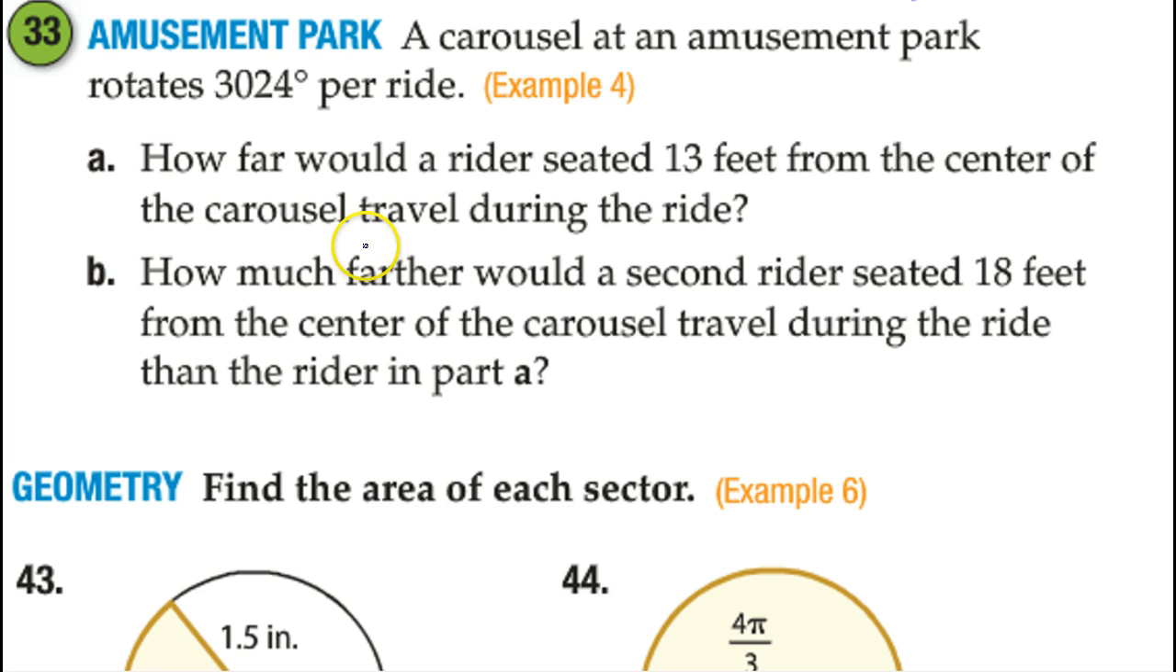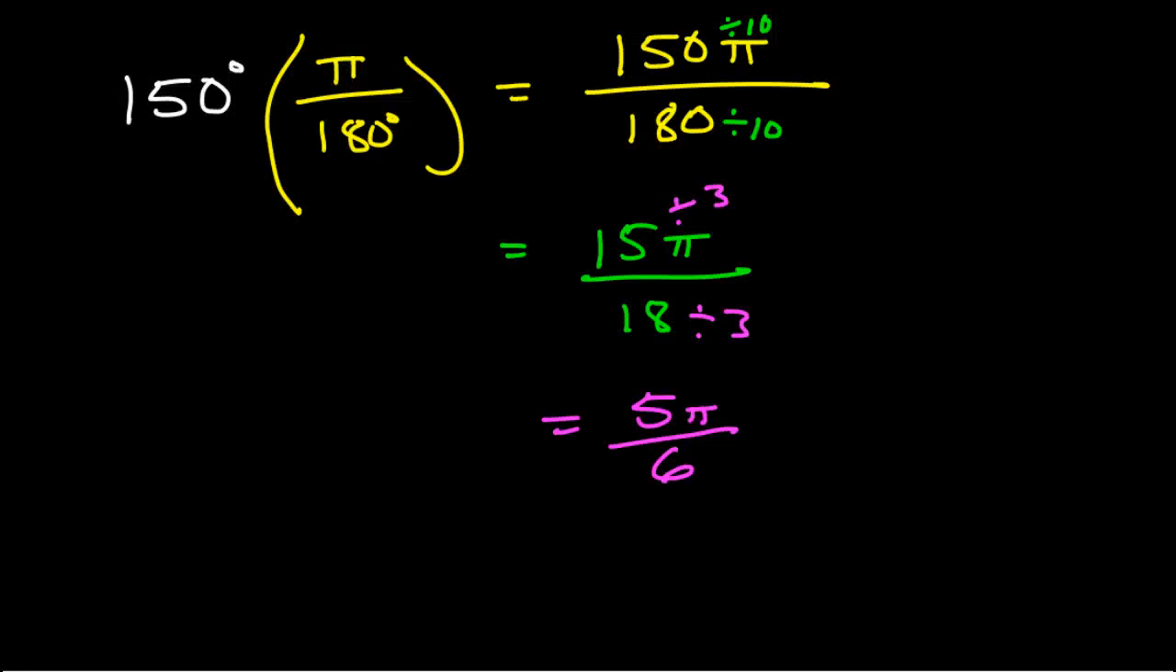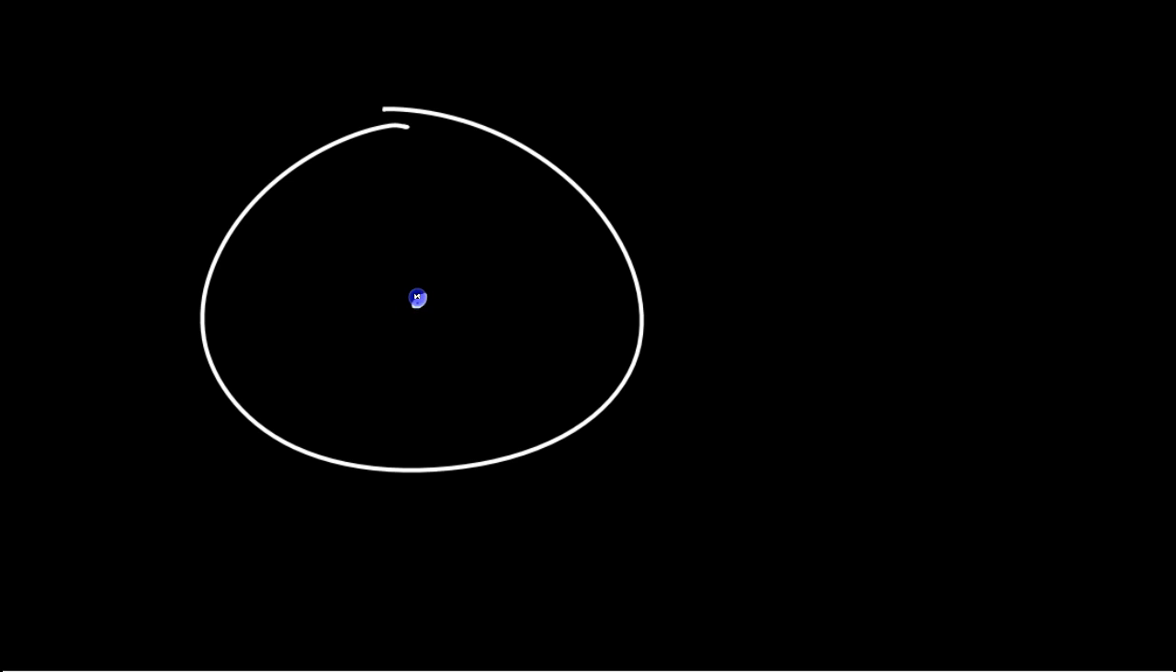Alright, looking at number 33, which is about an amusement park carousel that rotates 3,024 degrees per ride. How far would a rider seated 13 feet from the center travel during the ride? Of course we're talking about an arc length. So we've got a circle, a carousel, and imagine a person sitting 13 feet away. Obviously that distance is the radius.